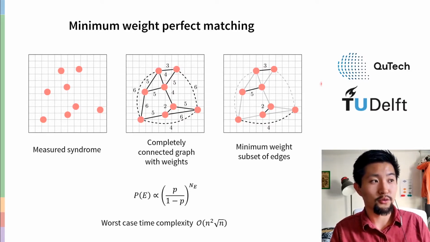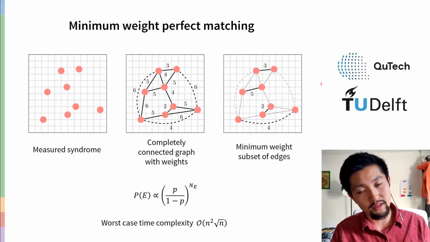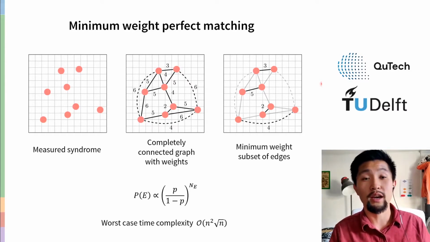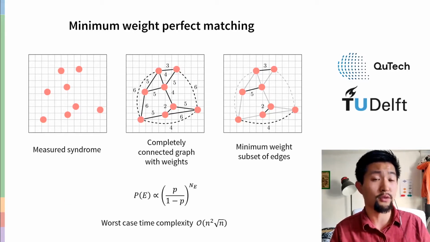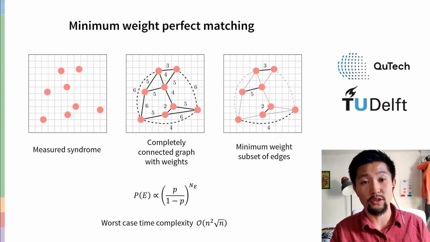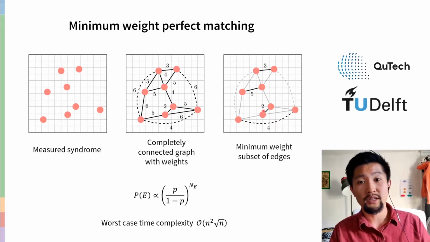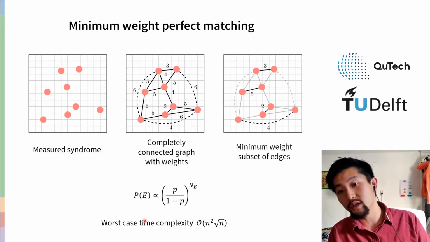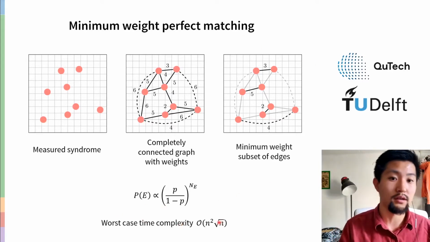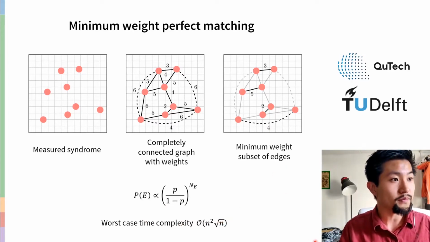Now, in general, this is a good approximation, as the lowest weight error configuration is generally the correct class of correction operator. However, because you would have to construct this fully connected graph and find the minimal weight subset of edges, it's quite a heavy task. And the minimum weight perfect matching decoder has a bad worst case time complexity, as you see here. It's n cubed, O(n³).